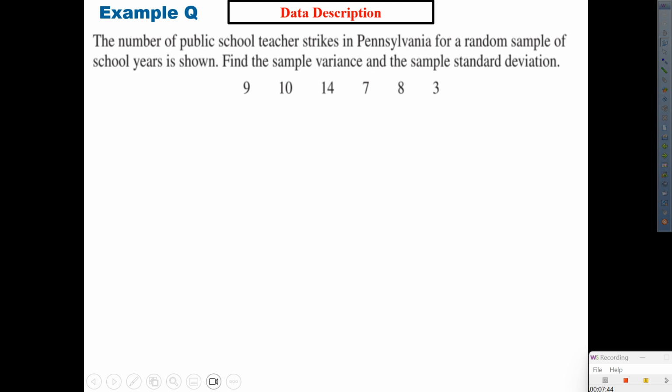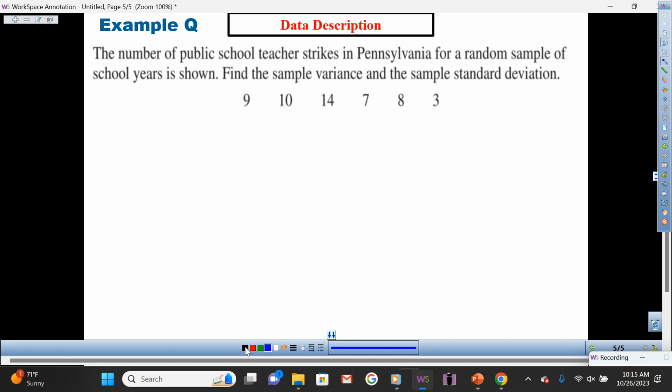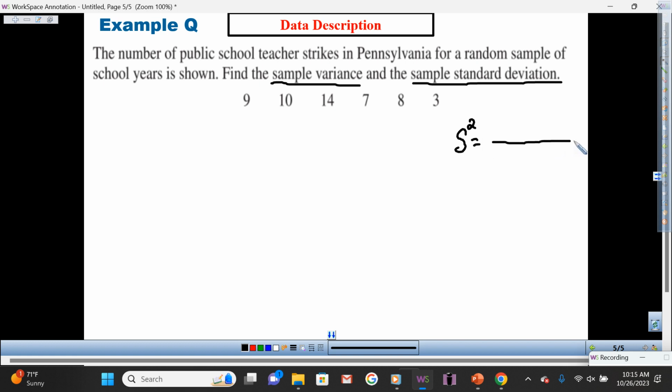Do we know how to do that? Have I been prepping you with small numbers like this on the warm-ups? Yes, Mr. Q, we know the process. All right. However, look up to the screen. What does it say here? Sample variance and sample standard deviation. So, without looking at your notes, talk to your neighbor and see if they remember how to write the formula for sample variance.